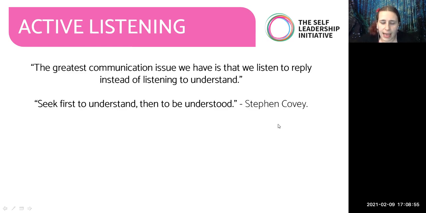Stephen Covey is an expert in the field of leadership, and he talks a lot about personal effectiveness habits. I really like this quote: "The greatest communication issue we have is that we listen to reply instead of listening to understand." What he's saying there is that quite often in our work, in our personal lives, we're listening to pick out the bits that are interesting to us so that we can interrupt and ask questions, so that we can get our bit done. And that's limiting us, really.